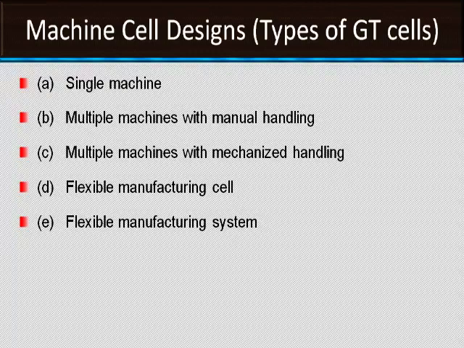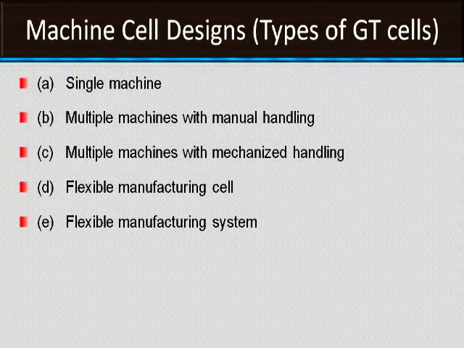We can have a single machine cell. We can have multiple machines with manual handling, multiple machines with mechanized handling, flexible manufacturing cell, flexible manufacturing system.